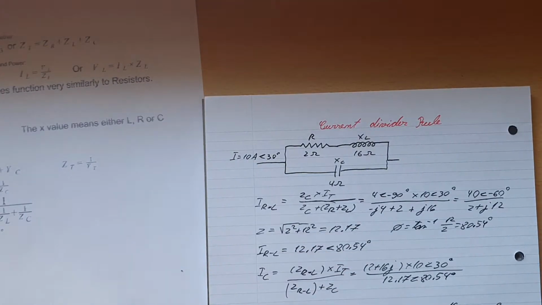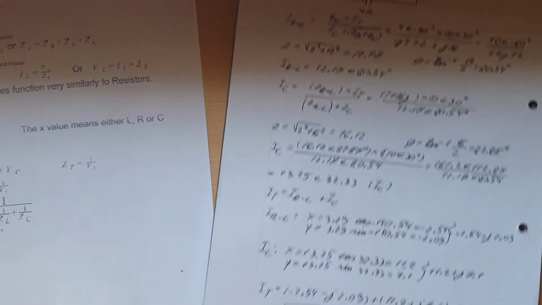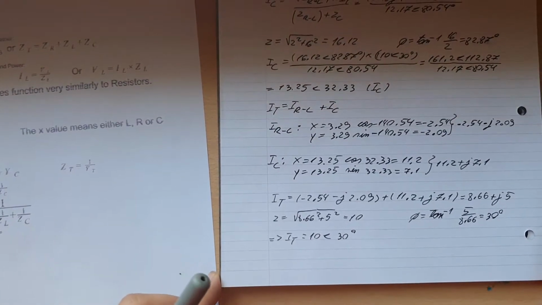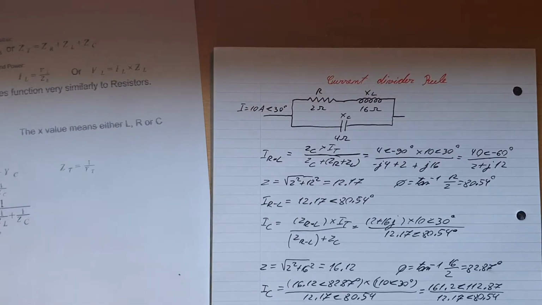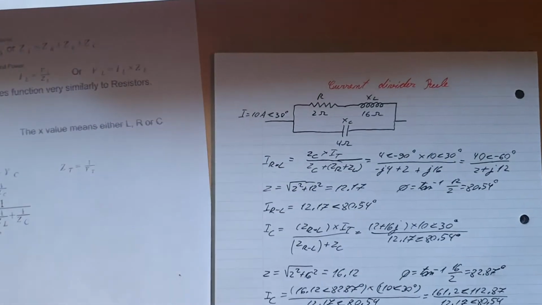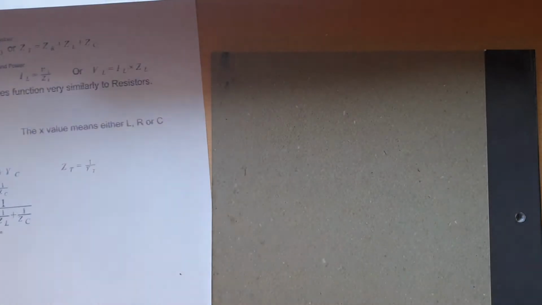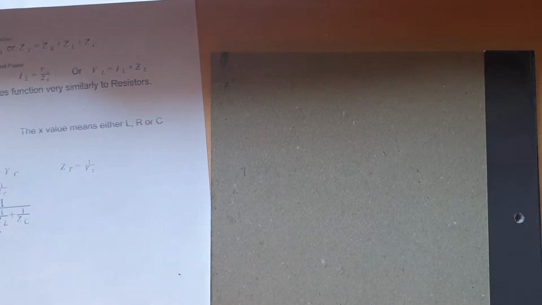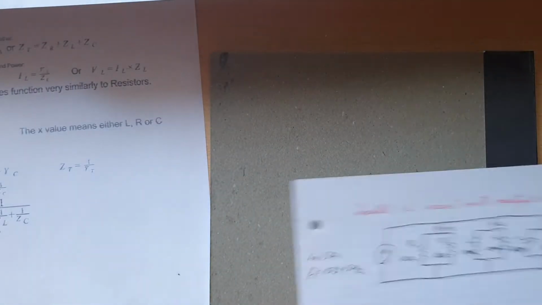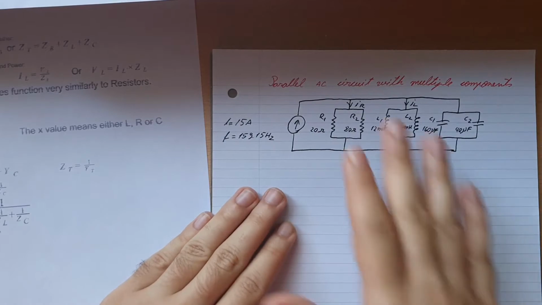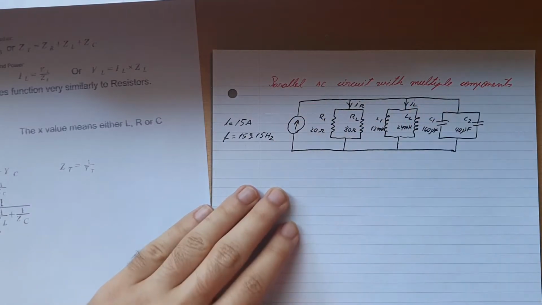So again, this one can be short if you don't want to prove that it's the correct answer, but if you want to check that it's correct, then it will be a bit longer. Anyway, this was the current divider rule, and now luckily for you, I don't know, maybe you want to hear more and see me do more problems, we are coming to the last one, which is a parallel AC circuit with multiple components.